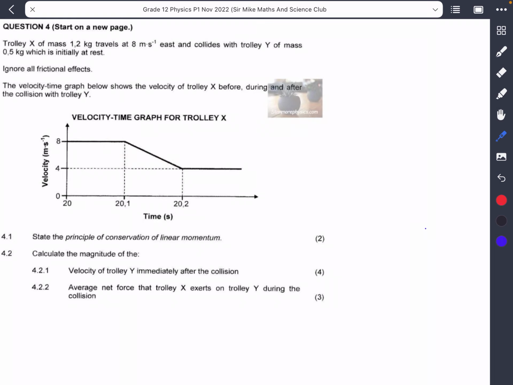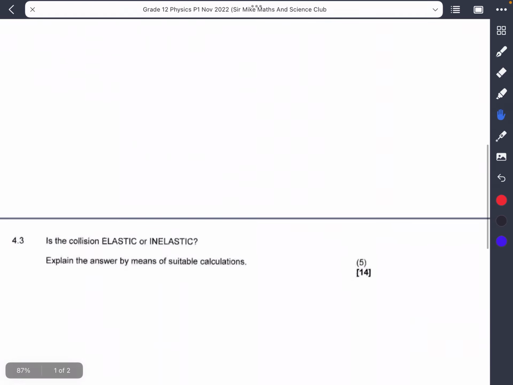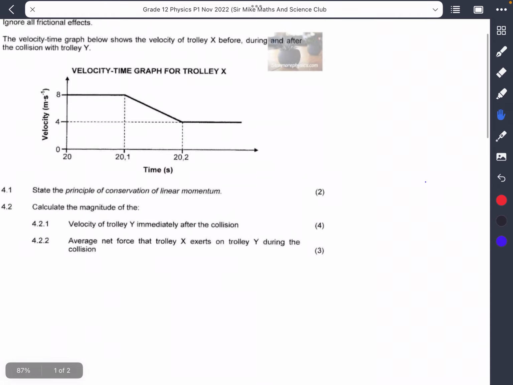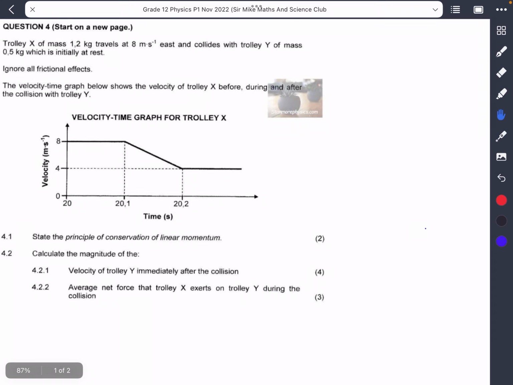For 4.1, there is another question down there, but it is just one question. So in this case, I would advise that you pause the video and try it, and then watch the solutions afterwards.